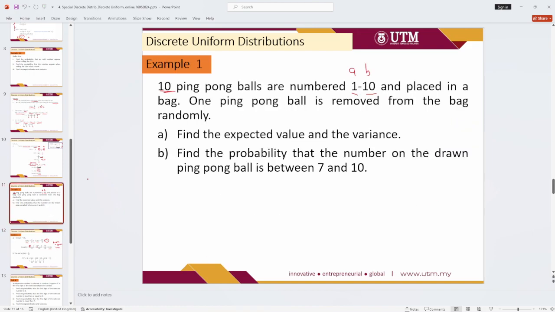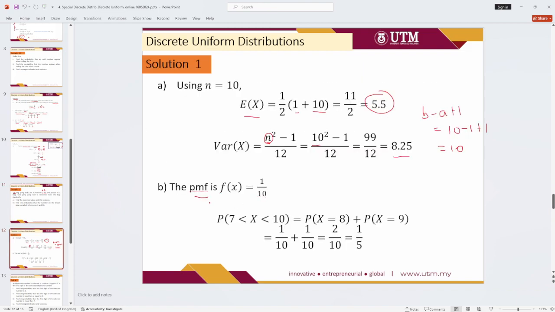Okay. And then we also need to find the probability that the number on the drawn ping pong ball is between 7 and 10. So here we have 10 ping pong balls, and the probability of choosing each ping pong ball is the same. It should be 1 over 10 because we have 10 ping pong balls. So our PMF, our probability mass function, is given by f(x) equal to 1 over 10. And this 1 over 10 is for the values of x from 1 until 10.